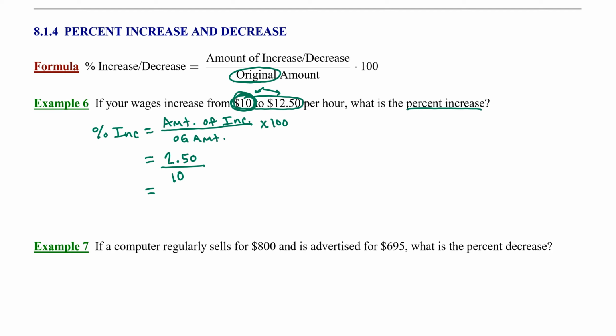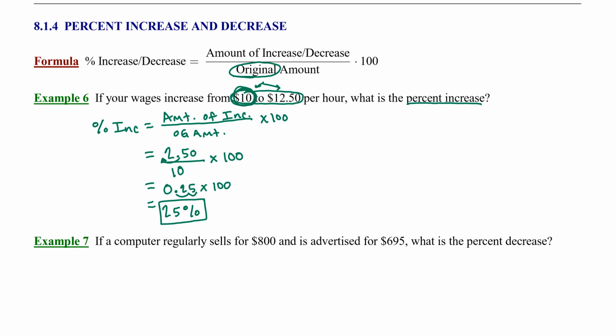Now, we have $2.50 divided by 10, and then we're going to multiply by 100 to convert it back to a percent. Remember, when we're dividing by 10, that simply means I can move the decimal one place to the left. So we get 0.25 times 100. Multiplying by 100, we can move the decimal two places back to the right, and we end up with 25%. So it looks like you got a 25% increase in wages. I'd say that's pretty good.